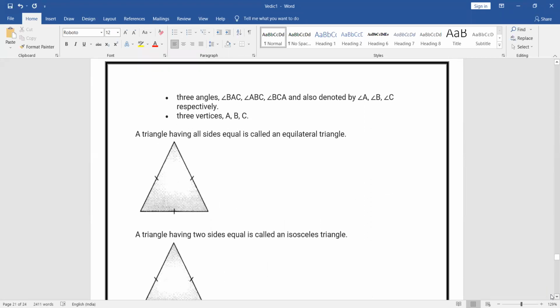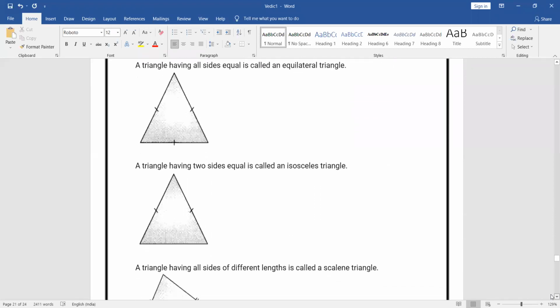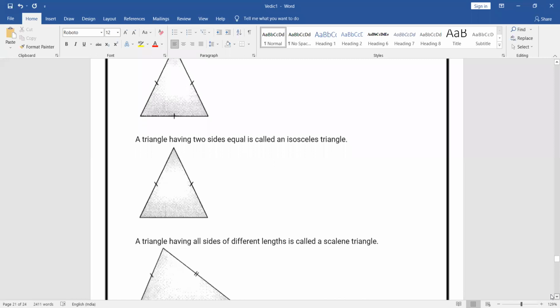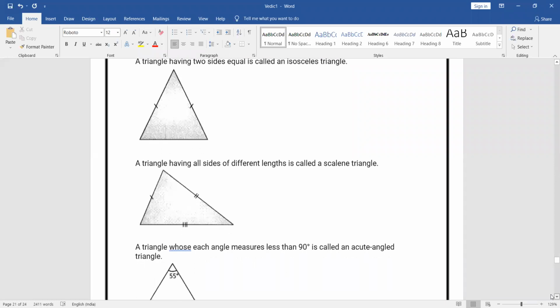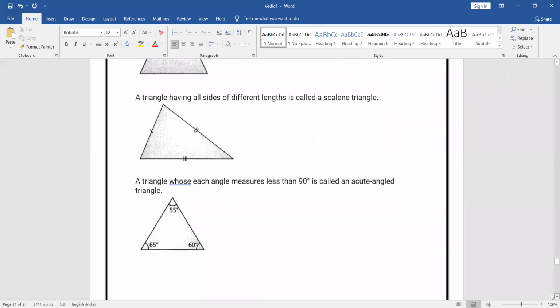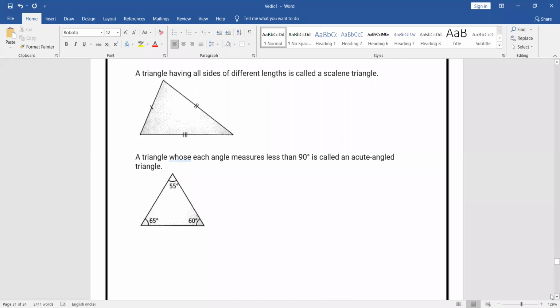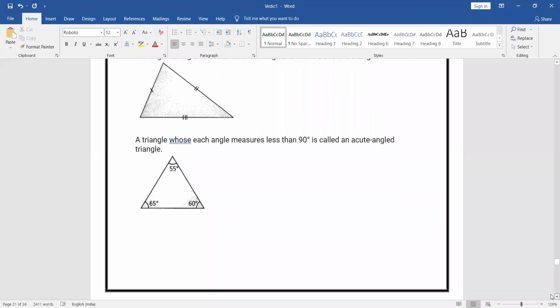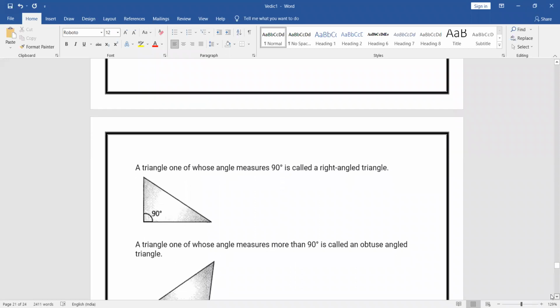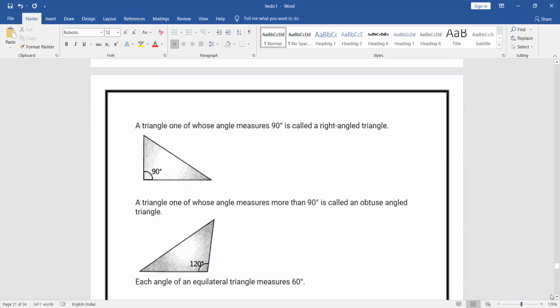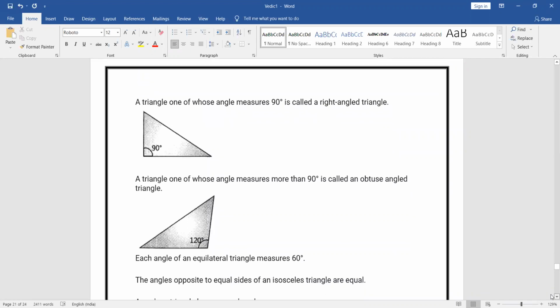A triangle having all sides equal is known as an equilateral triangle. Two sides equal, isosceles triangle. All 3 sides of different length, scalene triangle. A triangle in which each angle is less than 90, acute angle triangle. A triangle whose one angle is of 90, right angle triangle. A triangle whose one angle measures more than 90, obtuse angle triangle.